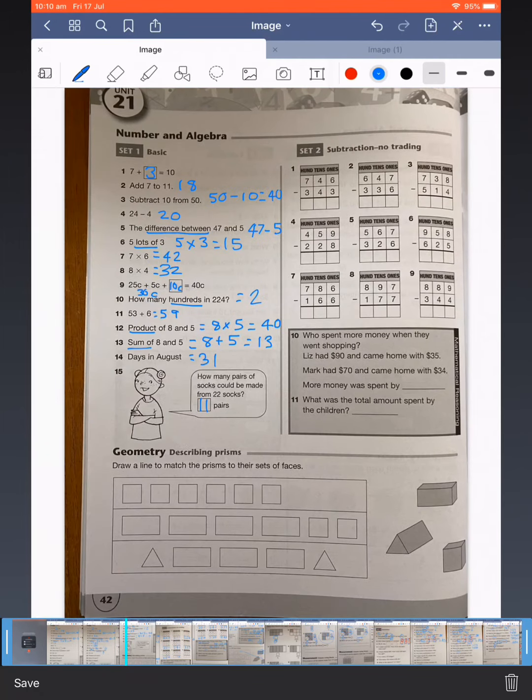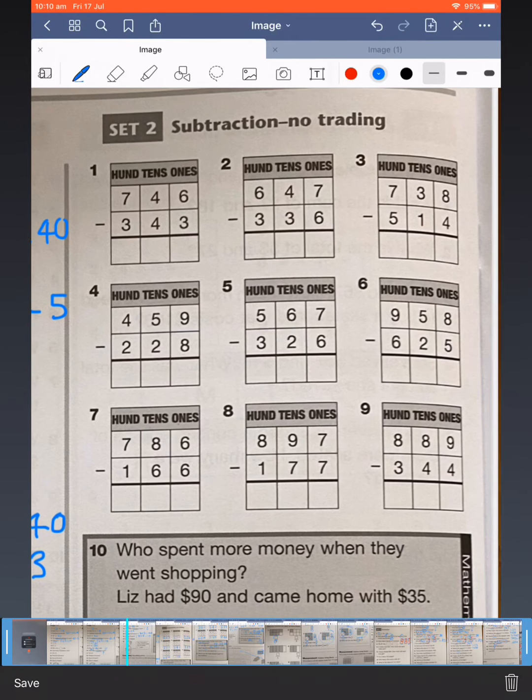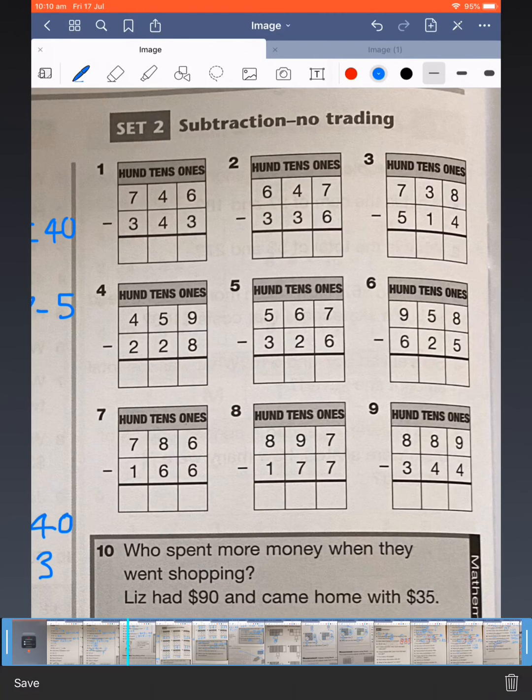So this is subtracting. All right, this is just straight subtracting. So you should be fine with this, to be honest. So number 1, 6 minus 3 is 3. 4 minus 4 is 0. 7 minus 3 is 4. So that is your answer there. 7 minus 6 is 1. 4 minus 3 is 1. 6 minus 3 is 3. 8 minus 4 is 4. 3 minus 1 is 2. 7 minus 5 is 2.